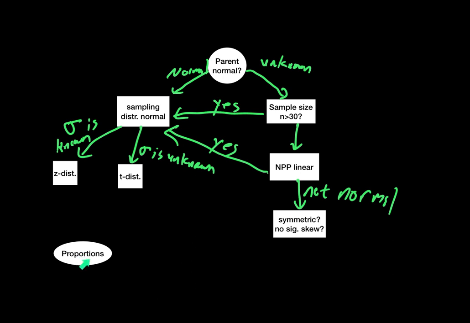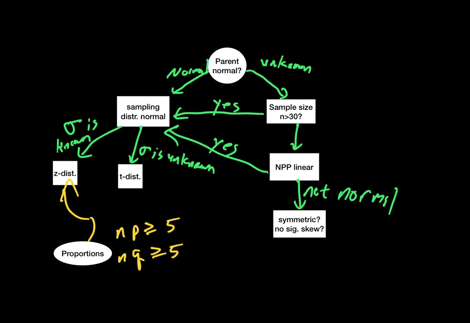Then we're going to do some other work with proportions. Proportions are like a binomial because it's either yes or no. You're either in a proportion or not. And for this, if np is greater than or equal to 5 and nq is greater than or equal to 5, we will use the z distribution for that as well. And this will make more sense when we get into some of these examples.